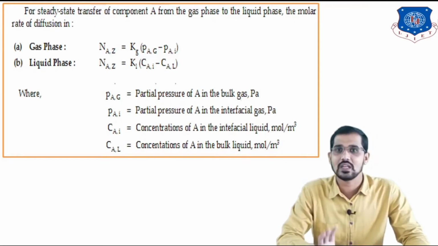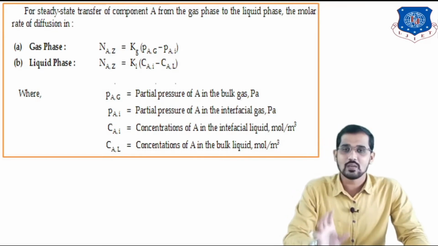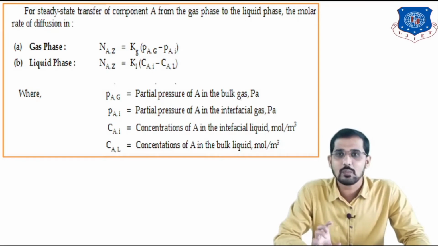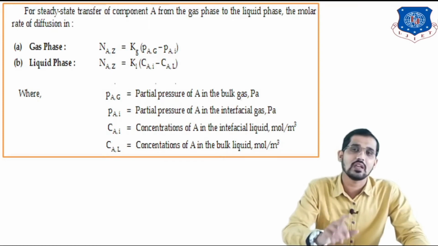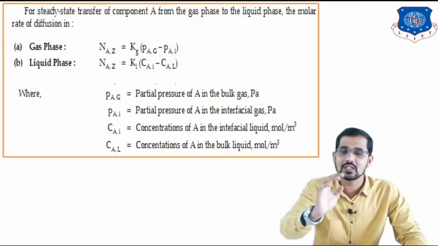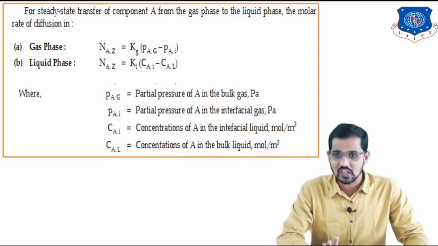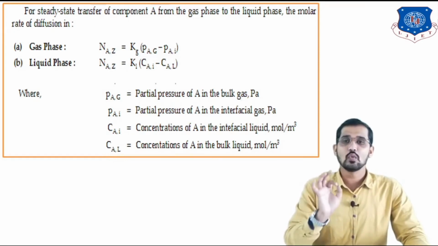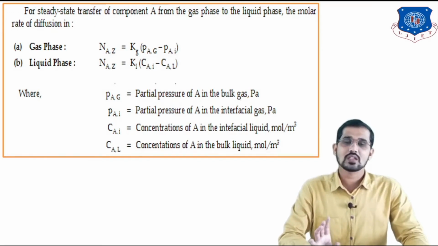So for the gaseous phase, NAz is equal to small kg times (PAG minus PAi), or I can say NAz, the molar flux of component A in the Z direction, is directly proportional to the pressure difference. That pressure difference is nothing but PAG minus PAi. What is PAG? It is nothing but the partial pressure in the bulk phase of the gas, and PAi is nothing but the partial pressure of the component at the interface. We will see all these notations after these relations. Okay, so for the gas phase, NAz is equal to small kg times (PAG minus PAi). I can say here for the liquid phase, NAz, the molar flux of component A in the Z direction, is directly proportional to the concentration difference. So here small kl is available.